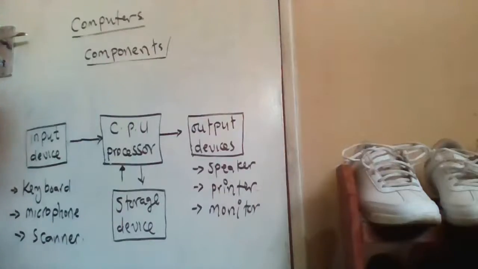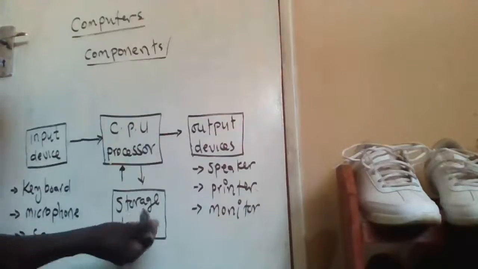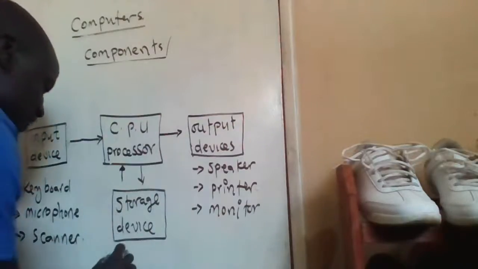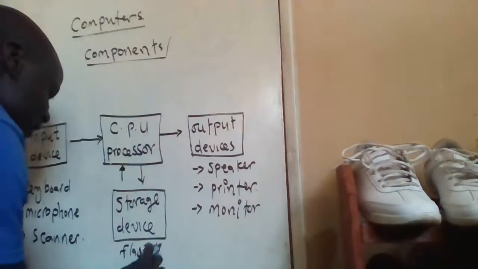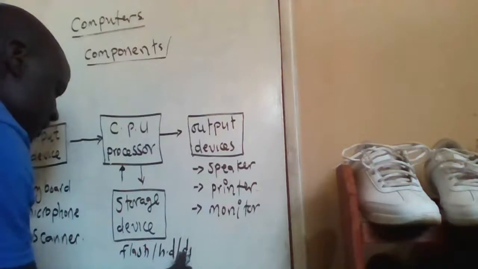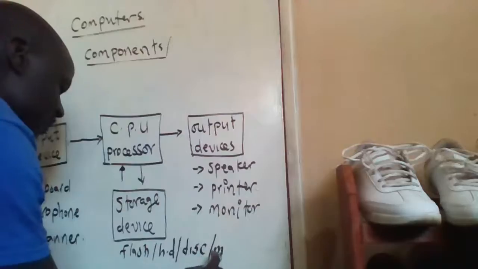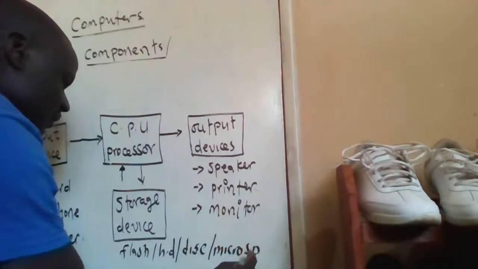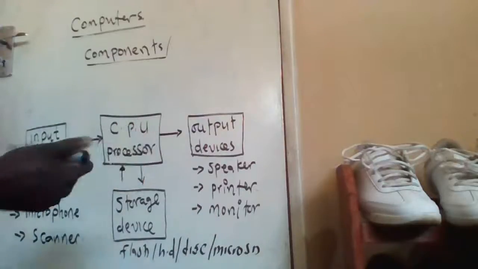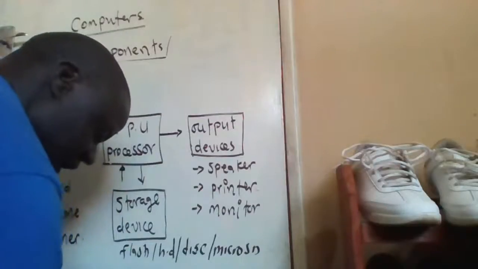I have not given examples, but I think I just did one. So we can speak of the flash, the hard drive, the disk, the micro SD, those memory cards. Those are examples of storage facilities, storage devices.